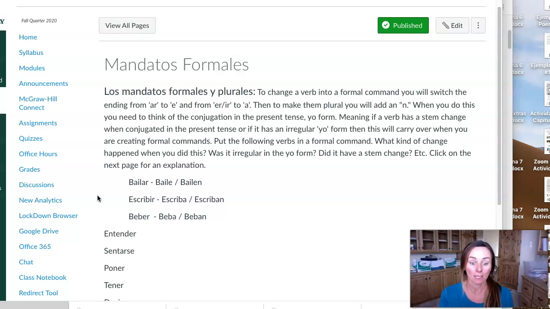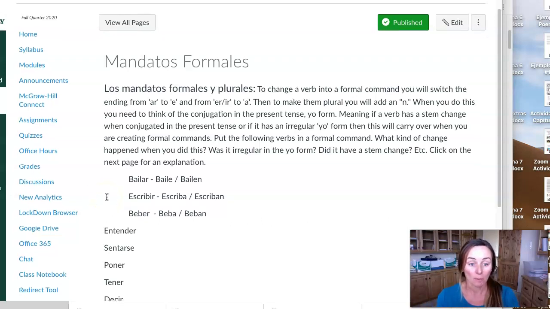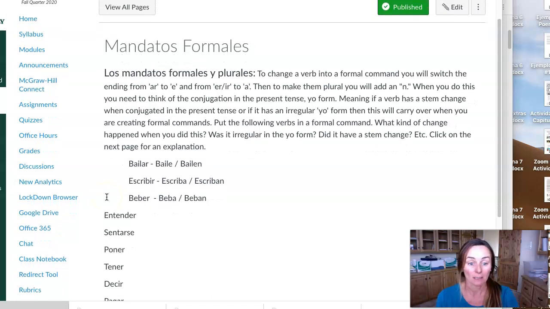If I wanted to command everyone, I would say bailen, ¿verdad? Escribir would become escriba, y escriban, y beber, beba, y beban. Bien. So to get this tense, what you need to do is think of the present tense indicative, right?